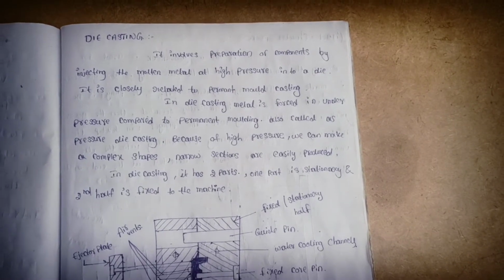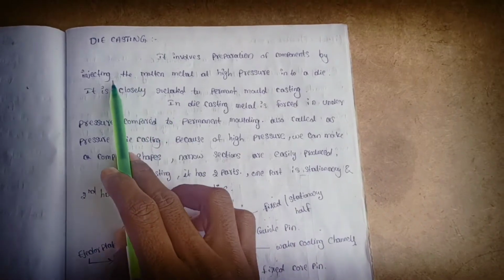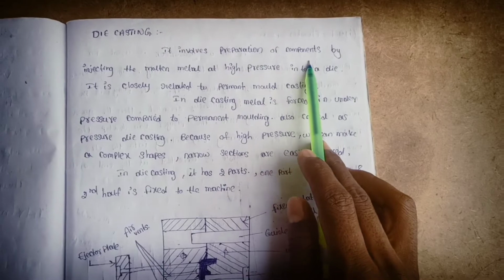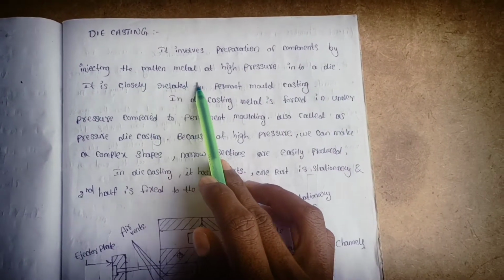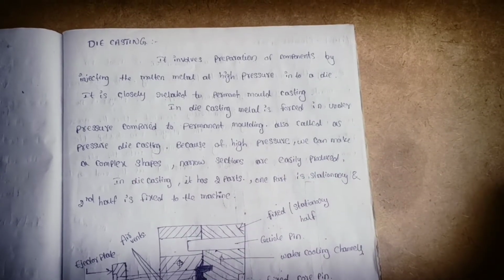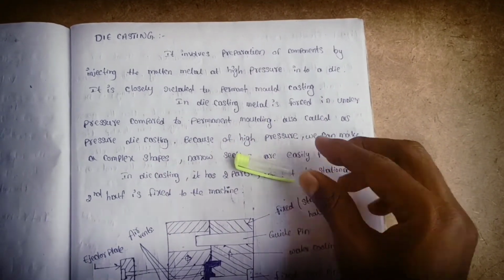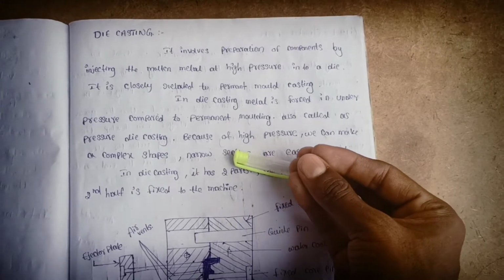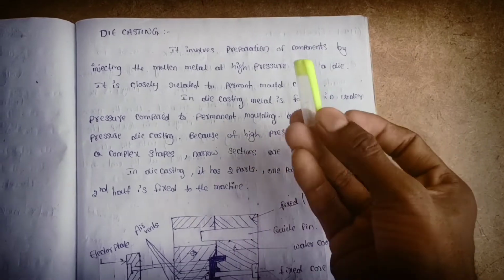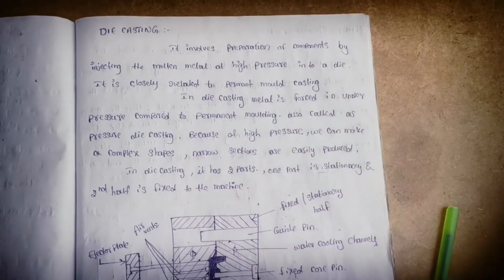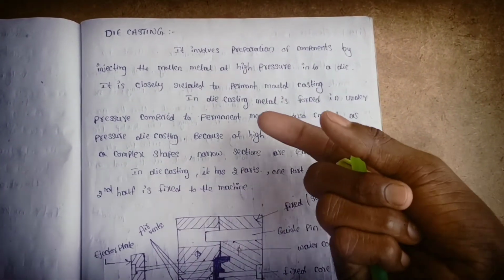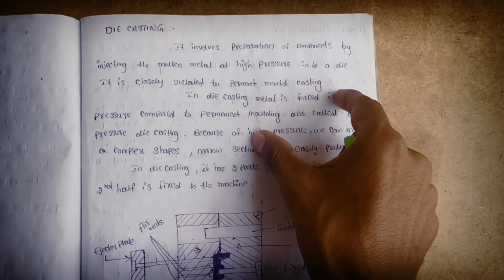I will explain it to you. So now we are going to discuss die casting. Die casting involves the preparation of components by injecting molten metal at high pressure into a die. If you want to manufacture a type of cap, we inject molten material with high pressure into this type of cavity. Then we get our required shape as this cap. So this is done by die casting.